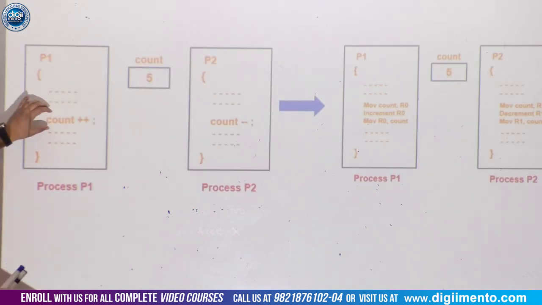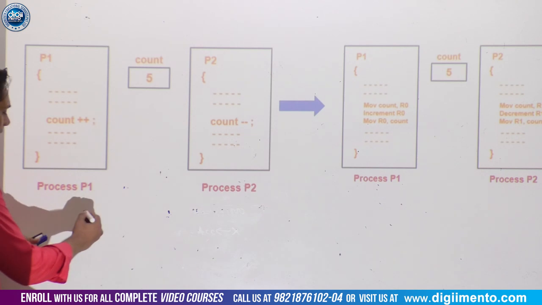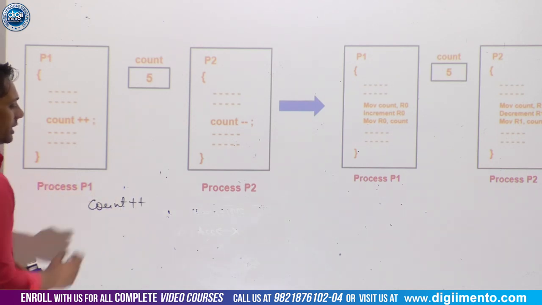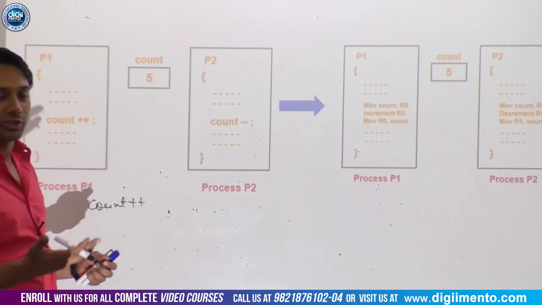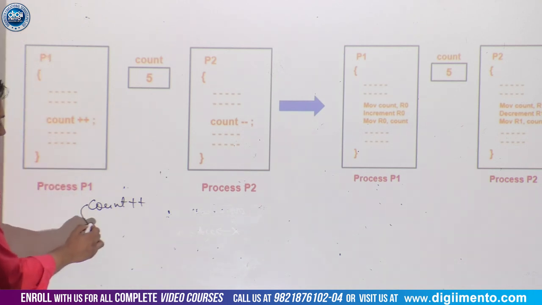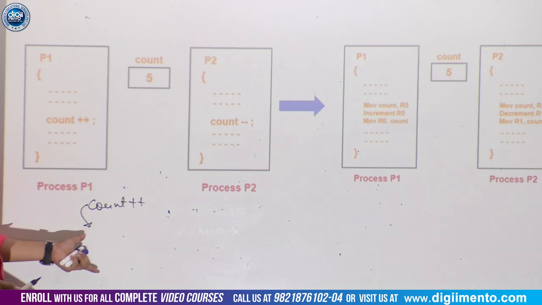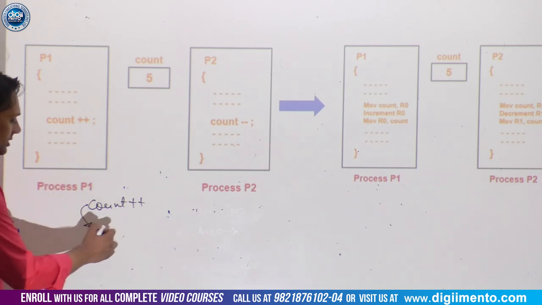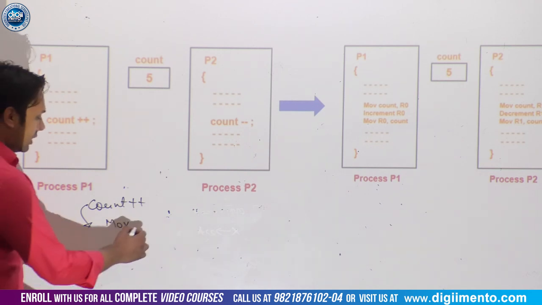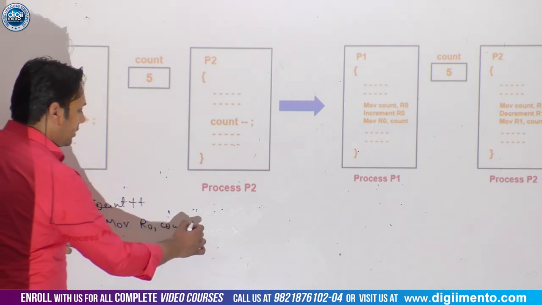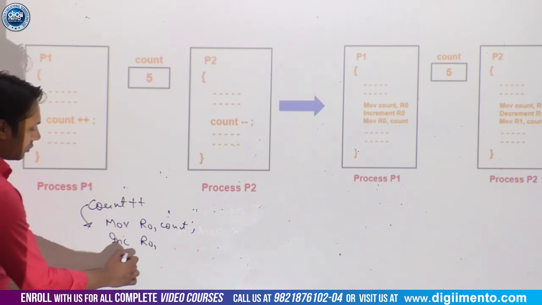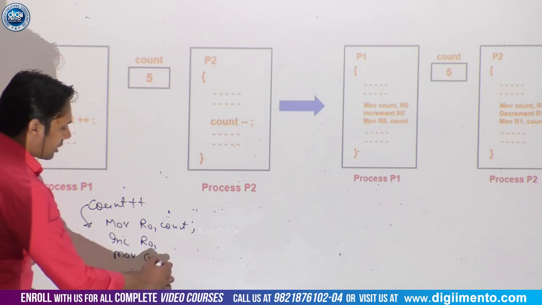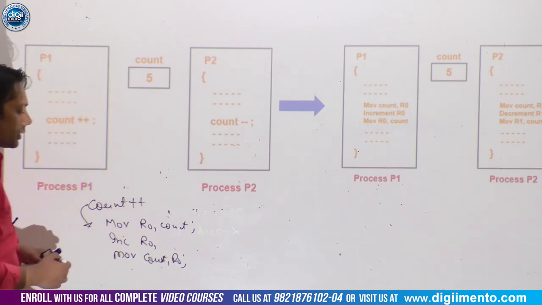So if you see, when I do count plus plus, this is the code, right? When I write count plus plus, count plus plus is a post incrementation operation. In any C program, in any Java or .NET program, you can use post increment and post decrement. Now when you break it down in assembly language, this count plus plus will be something like this. We are going to use a move instruction, move R0 comma count. We can increment the value of R0, and then we can move the value of R0 into count. Okay, so what are these three steps?